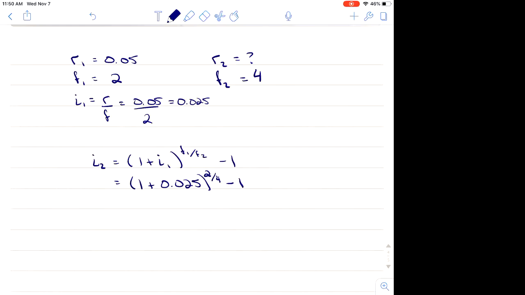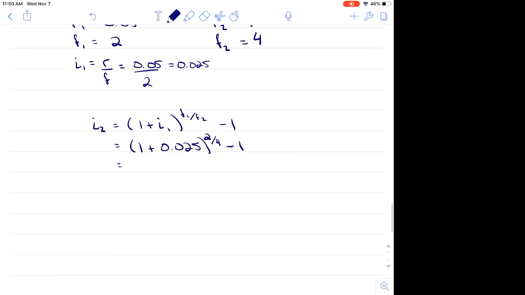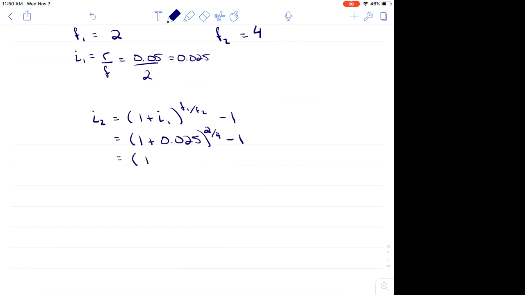So this one. So I get 1.025 to the power of 2 over 4 minus 1. I guess I didn't need to write that one down. But here, 2 over 4 is kind of easy.